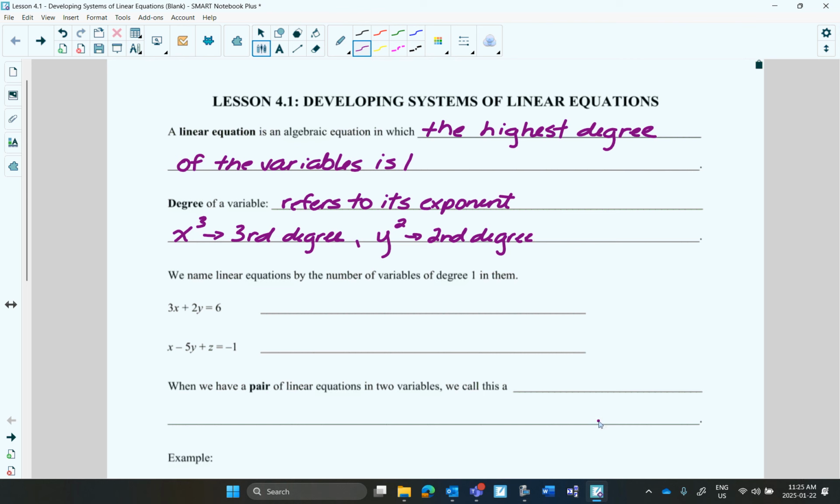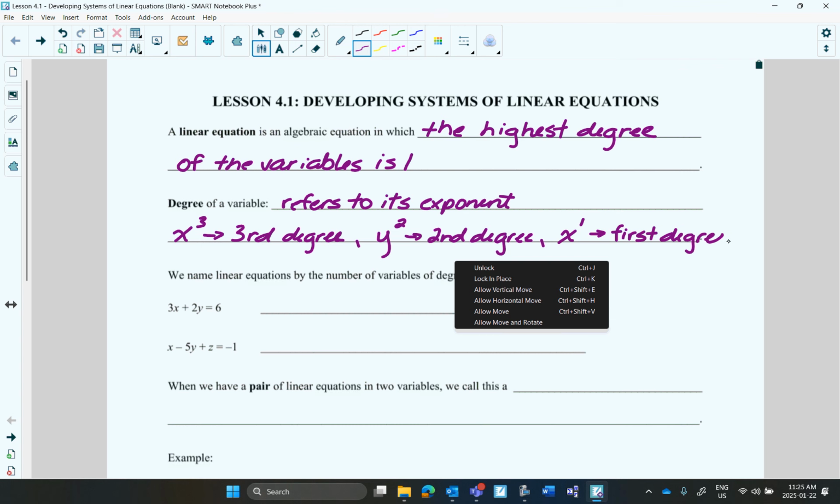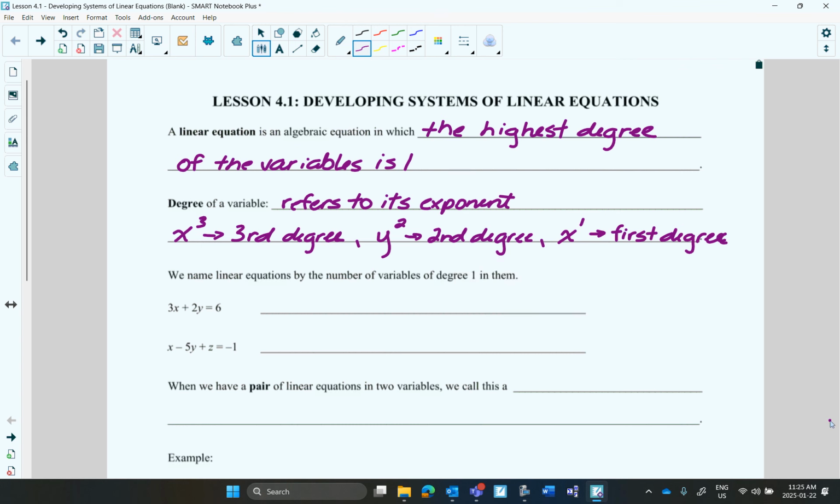However, all the equations we've been working with solving have degree 1. So this, well, what's the exponent here? I just don't write it. 1. So that means it's first degree. So you guys have been working with first degree linear relations. Okay. Next year, we're actually going to look at how to solve second degree. And then beyond that, we're going to look at how to solve third degree and possibly even higher. Okay.